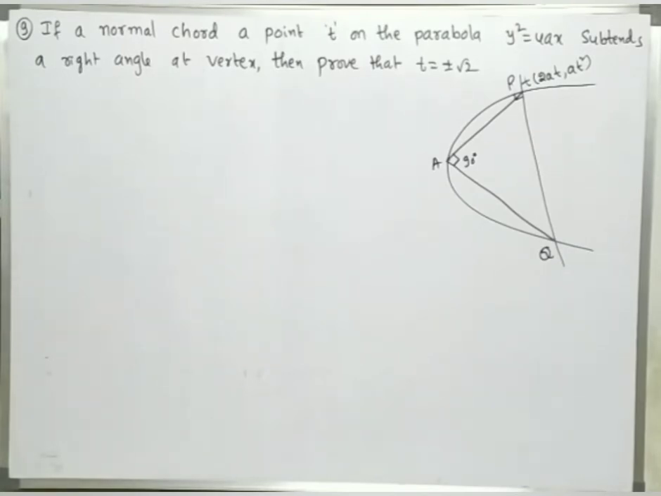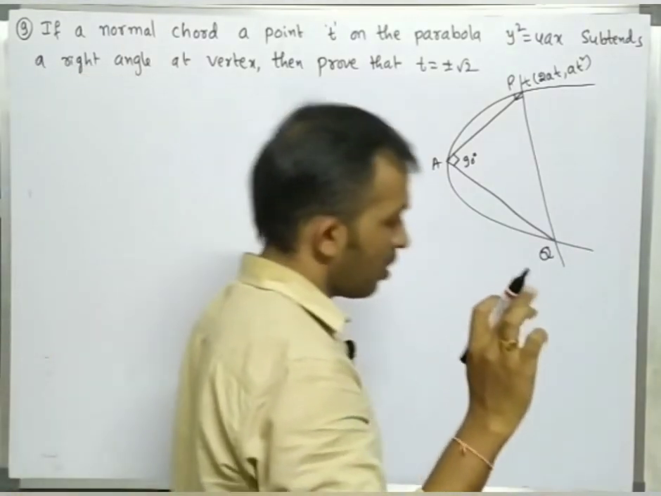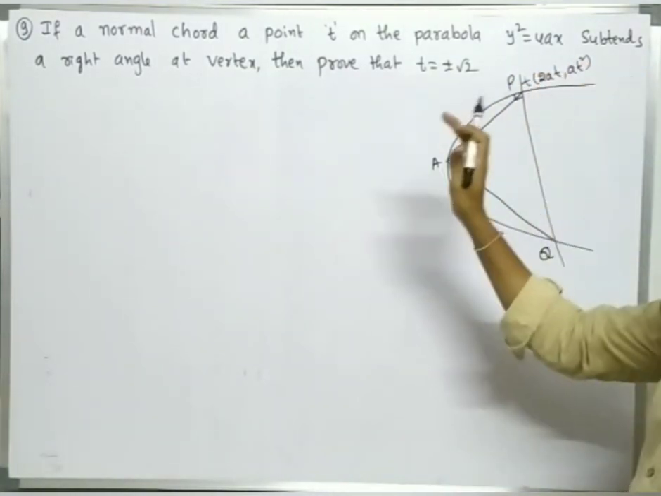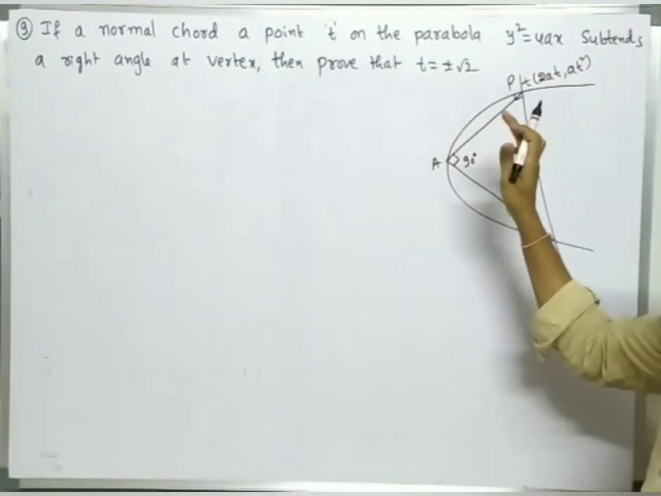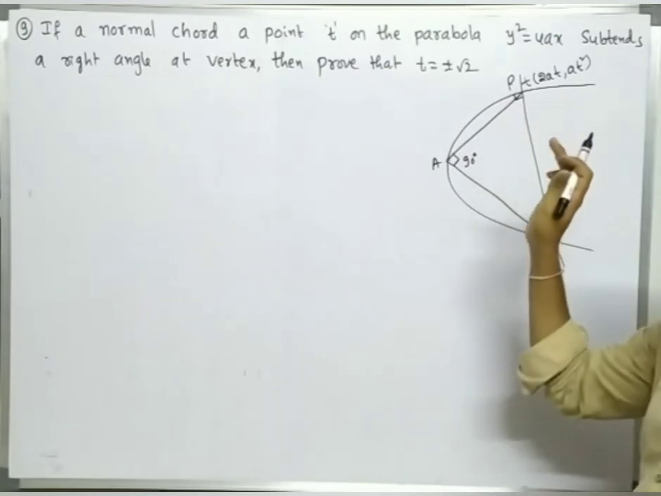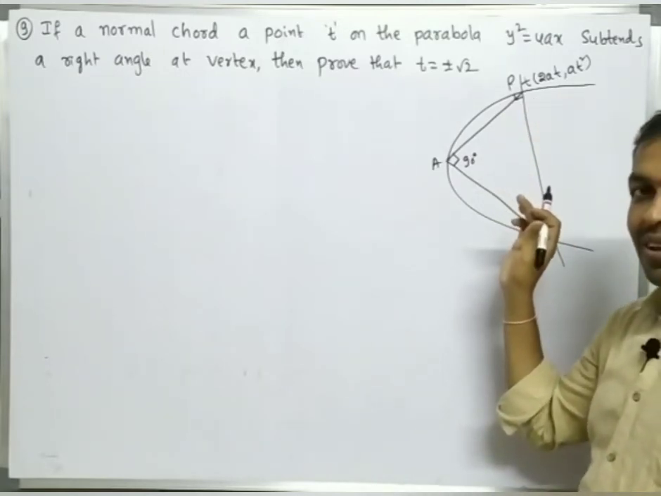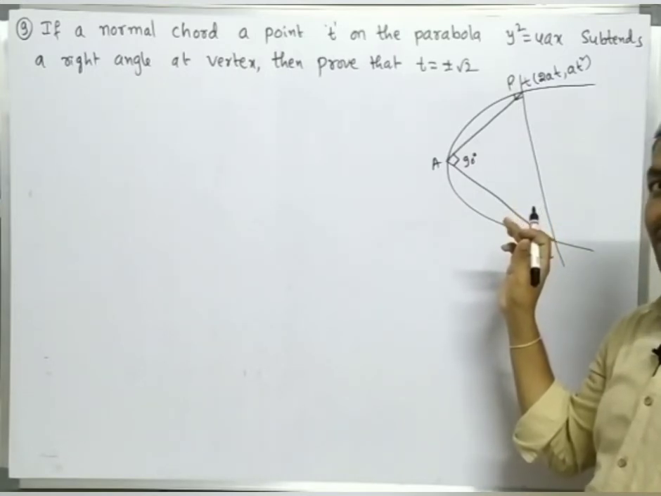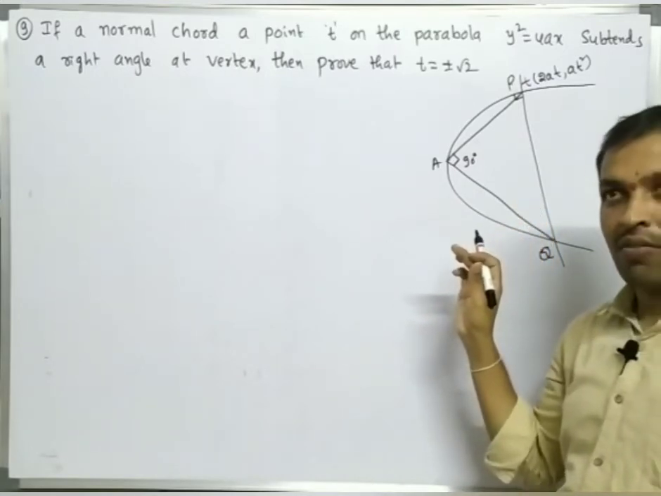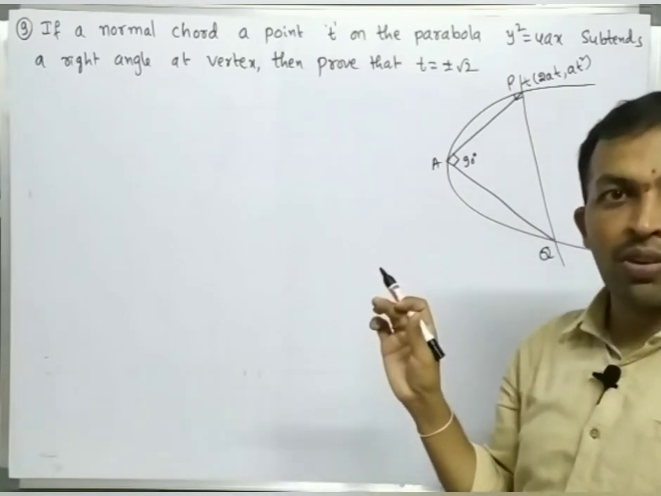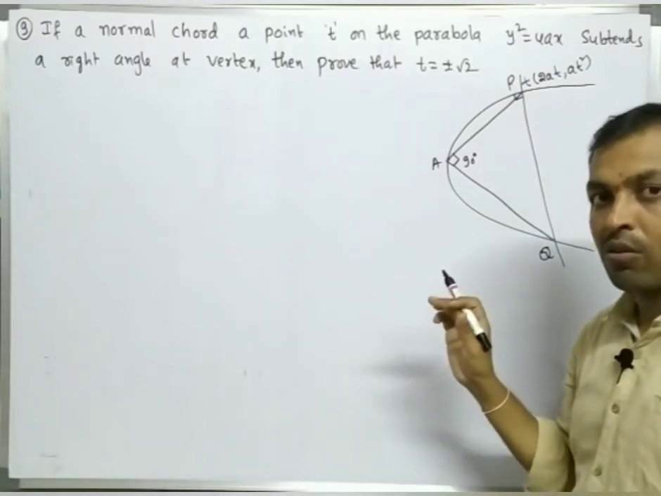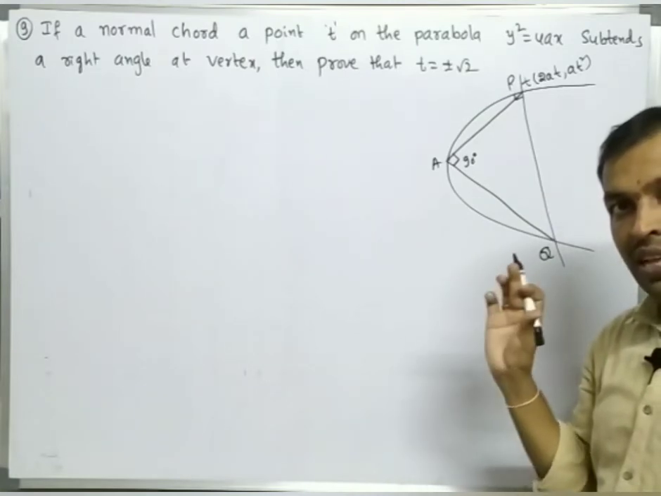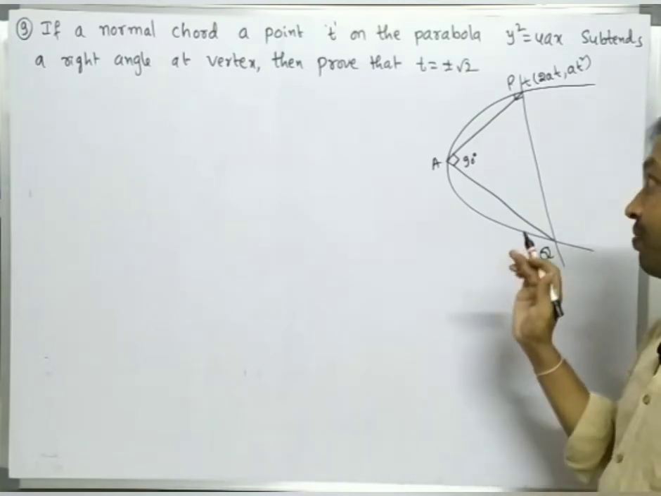Last problem. If a normal chord at a point t on the parabola y square is equal to 4x subtends a right angle at the vertex, then prove that t is equal to plus or minus root 2. Okay, so recall the concept of homogenizing, which you learnt in first year intermediate, pair of straight line equations. Okay, so when should we apply the homogenizing concept, listen carefully.